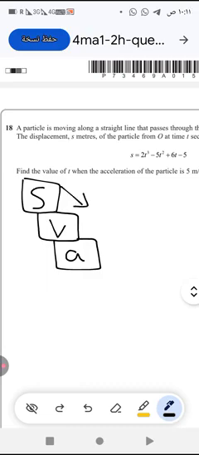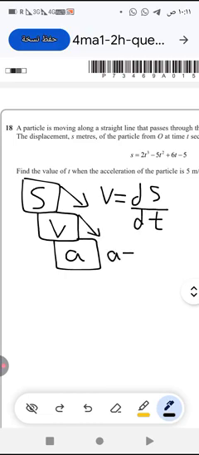From S to V, we can find the velocity V by using this rule. The velocity equals the derivative or differentiation of the displacement S with respect to time t. V equals ds over dt. And from velocity to acceleration, acceleration equals dv over dt, the derivative of velocity with respect to time t. Okay? And we know that differentiation is very, very easy.